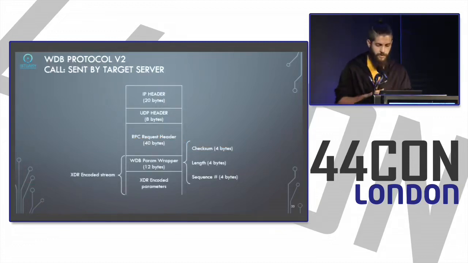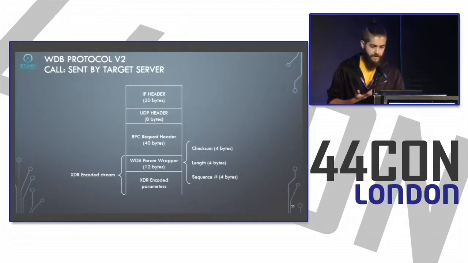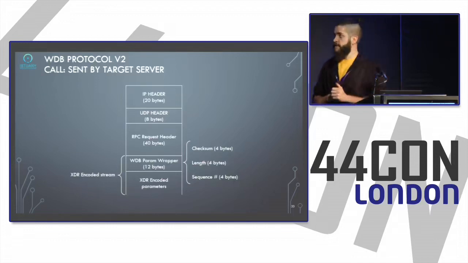I decided to show you what the packet structure looks like, because there is not much open information on the web. As I told you, it's based on the Sun RPC protocol. You can see you have the IP header, UDP, and then the RPC request header for the call. The call messages are the messages sent by the target server, so from the host. And then you have the XDR encoded stream. XDR is just packing some integers and strings together.